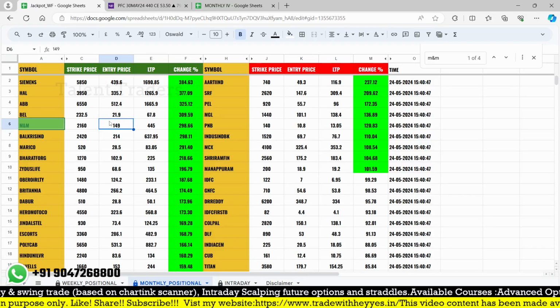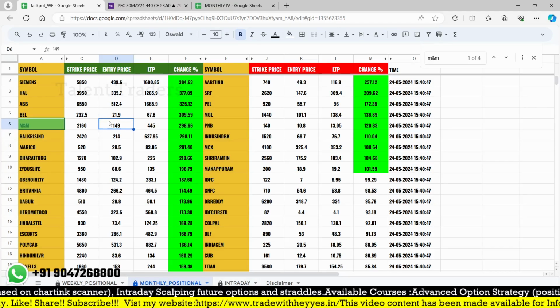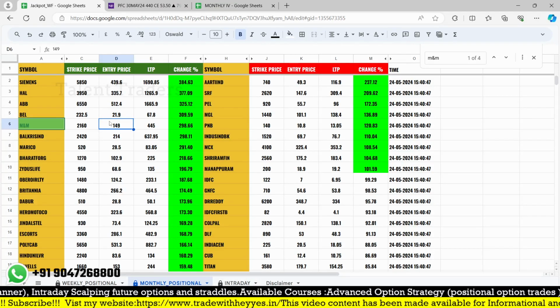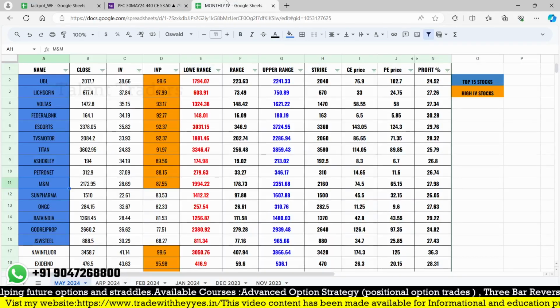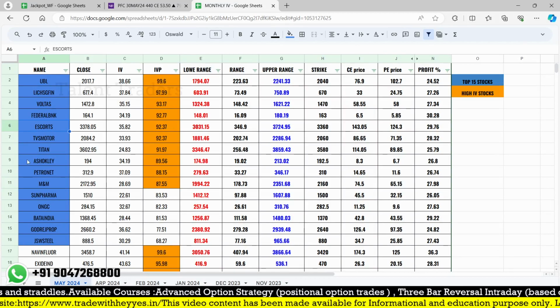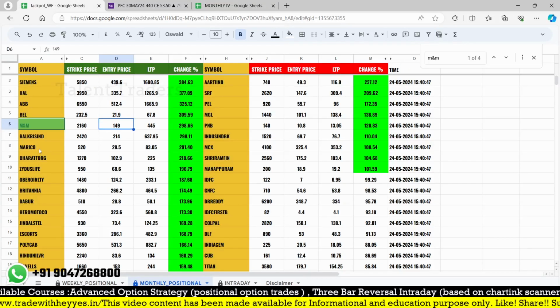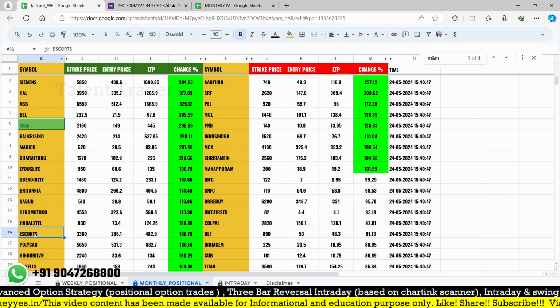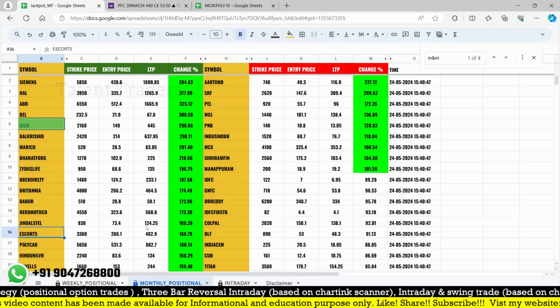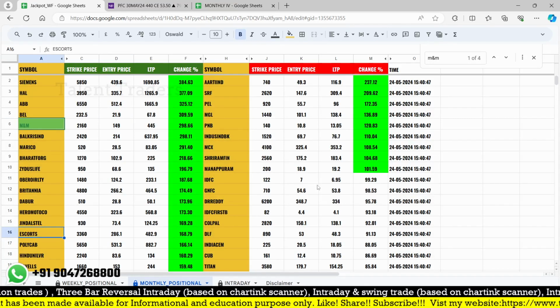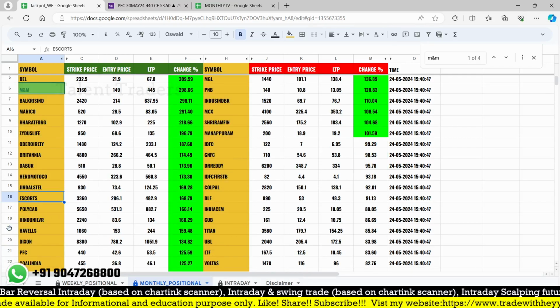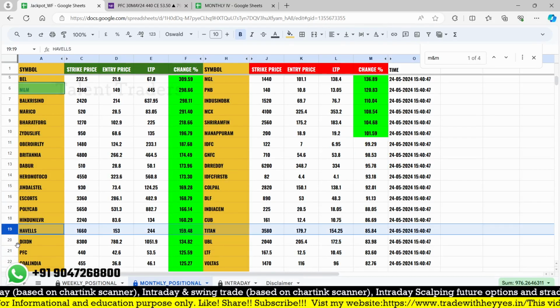We have a specified target and stop loss for the trade, but if you are used to trading, we can trail our target also. Something like OTM options we can look for. And Escorts is one more stock from the list, and that has also achieved our target, more than what we expected. Okay, so almost 19 stocks on the call side this month based on our advanced option strategy.